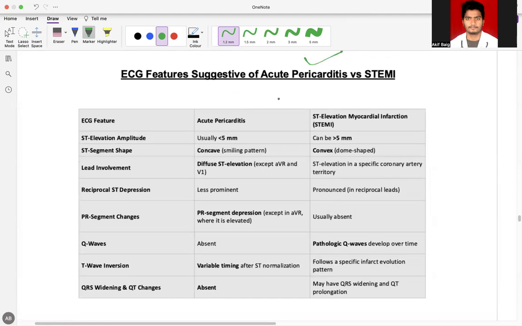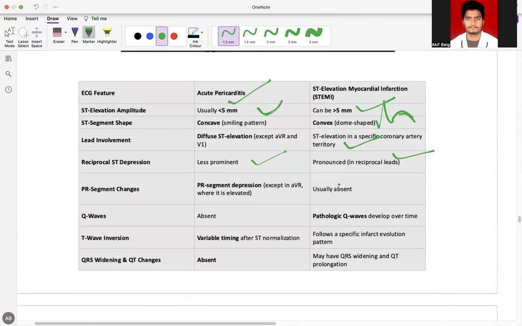So acute pericarditis versus STEMI, how do you differentiate that? Usually ST elevation is less than 5 millimeters in pericarditis. In STEMI, it is more than 5 mm. The ST segment type is usually concave, that is a smiling type of ST segment elevation, whereas in STEMI the convex type of ST elevation is dome shaped. In pericarditis, there is diffuse ST segment elevation in the leads, it does not localize to a single territory, but in STEMI it is usually limited to a single territory. Reciprocal changes are not very prominent in pericarditis. It is very much pronounced in STEMI. PR segment depression is not seen in STEMI, but it is seen in acute pericarditis.